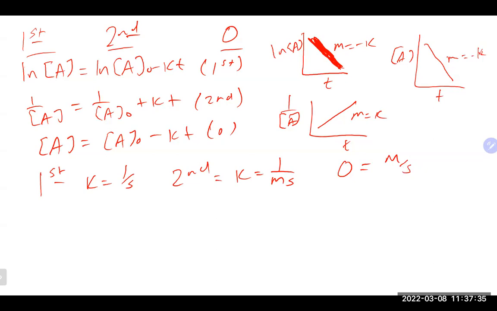And for zero order, we end up with the same units that you typically find for the rate, which is molarity over seconds. A lot of times you will come across problems that won't, in flashing lights, tell you which order you're dealing with, but they will give you the value of the rate constant. And just by seeing the units associated with it, you should be able to nail down what order of reaction you're dealing with, and use the appropriate equation for that.